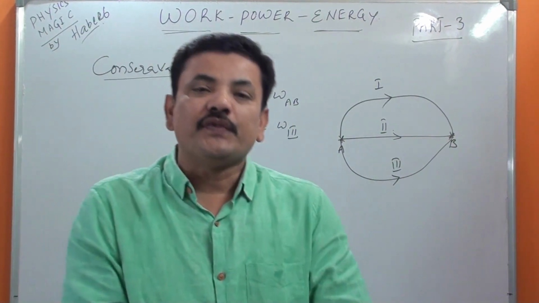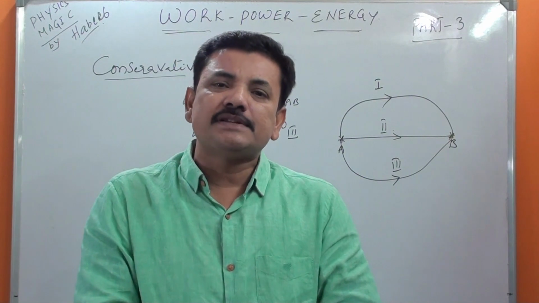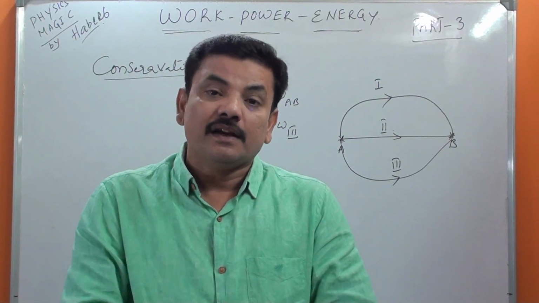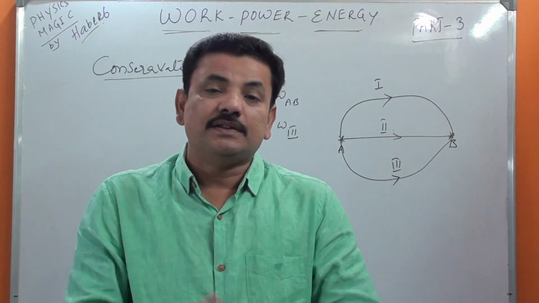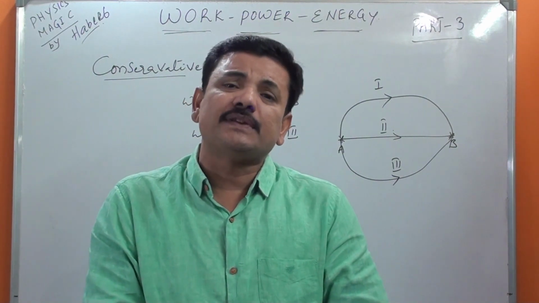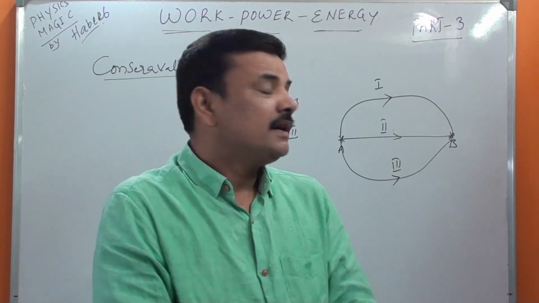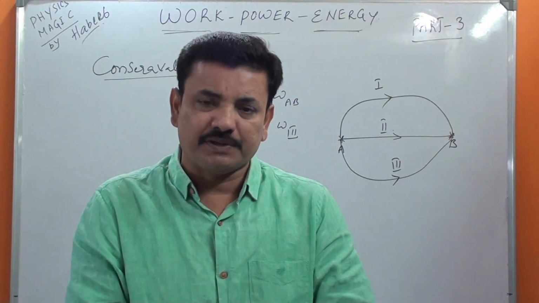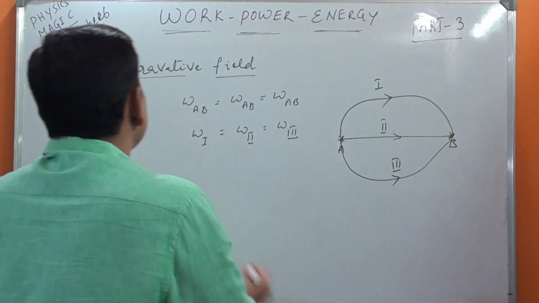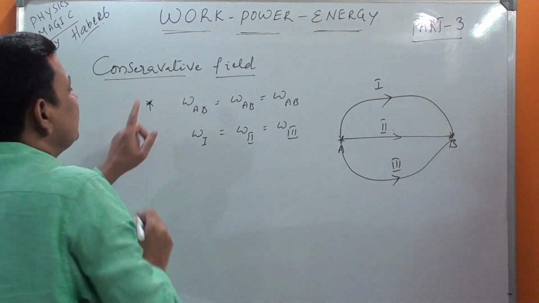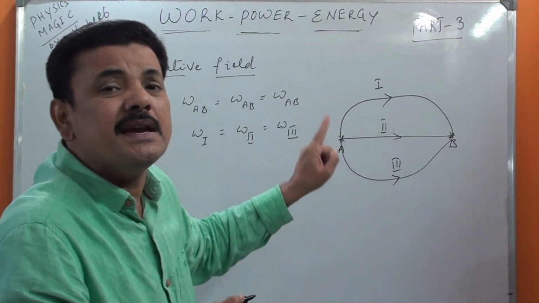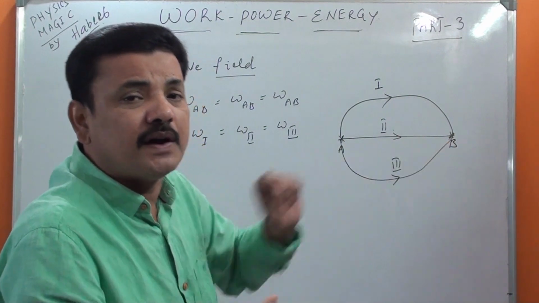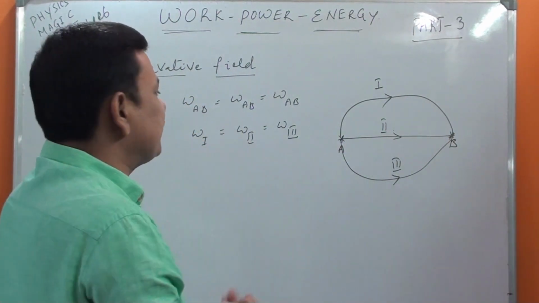And as conservative fields, you can take the examples of the gravitational field and the electric field. These are the best examples of conservative fields. This is a basic and very important piece of information. The first point is that the work done is independent of the path followed. That is point number 1 you remember.